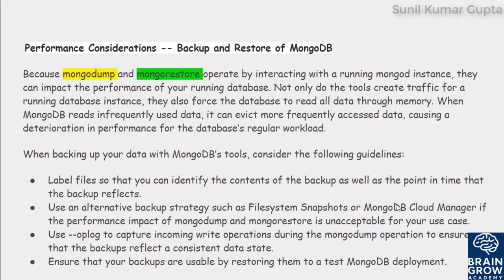The second consideration is to use alternative backup strategies such as file system snapshot or MongoDB Cloud Manager if the performance impact of mongodump and mongorestore is unacceptable for your case. Suppose your application is big and you cannot put your application down to perform the dump operation, you can go with the file system snapshot backup strategy, or you can use MongoDB Cloud Manager to take the backup. And it is always advisable, if your application is large, you should not go with mongodump or mongorestore.